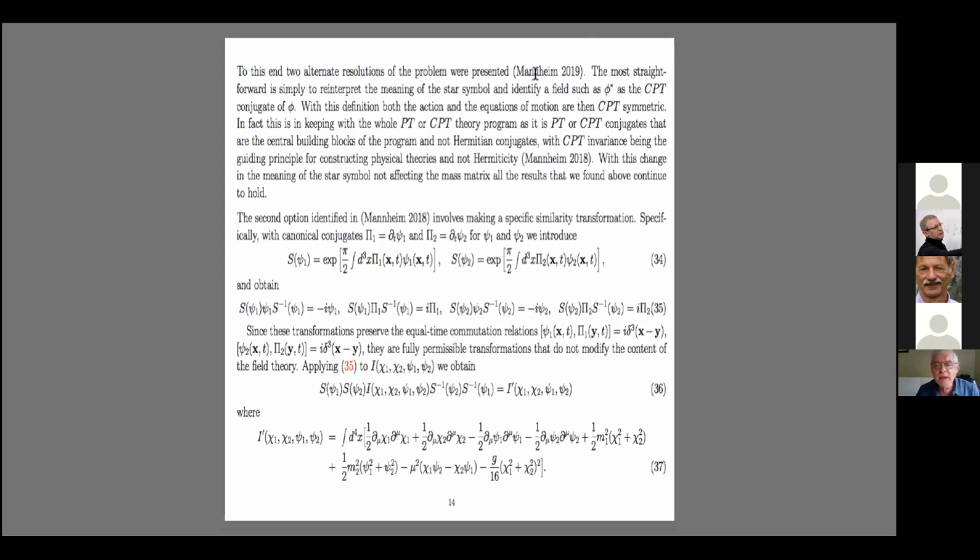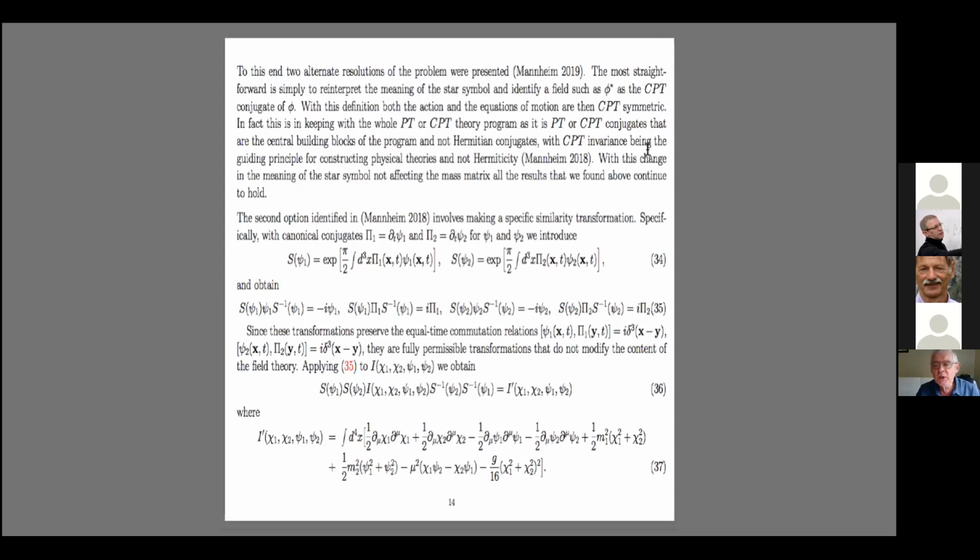What I was about to say is this: you have to decide what you mean by the star symbol, and the way to define the star symbol is either as the CPT conjugate, or you've just suggested you only need to do the PT conjugate. But if you define the star symbol as the CPT conjugate, then you will get equations of motion that are automatically CPT or, in your case, PT invariant. So the simplest solution is to simply redefine what you mean by the star symbol from the beginning.